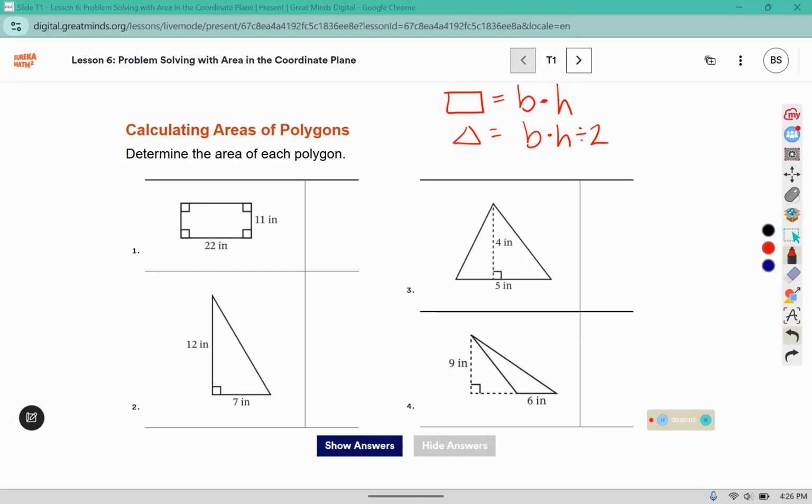Determine the area of each polygon. Remember, for a rectangle, we use base times height, and then our units are going to be squared. For a triangle, we use base times height, and we divide it by 2 or multiply by 1/2. So we'll do 6 times 9 is 54, and then 54 divided by 2 is 27 inches squared.